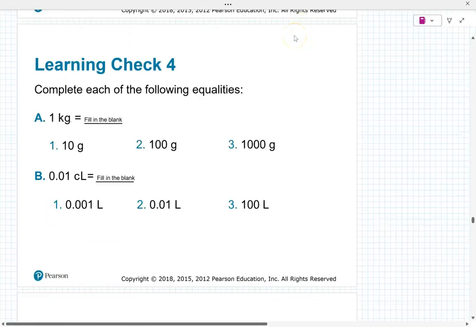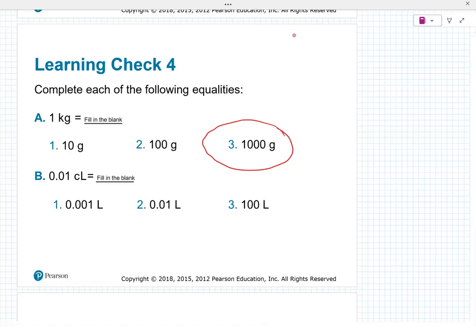1 kilogram. This is my favorite. No, because first of all, what does it stand for? Centiliter. So 0.01 of 1/100th of a liter. 0.001.